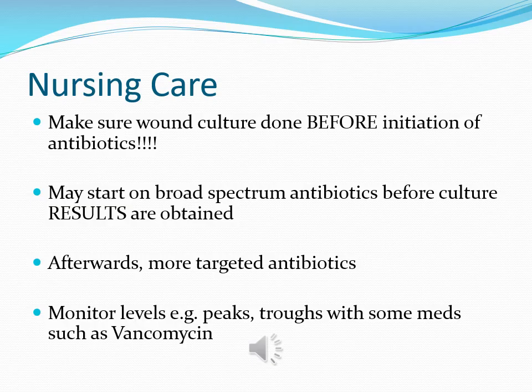But we can start them on broad spectrums. And then if those aren't working, or once we get the results back and we need to be a little more effective, then we can move them onto more targeted antibiotics. But we do need to at least draw the culture, or cultures if we're doing pan cultures, which would mean getting it from the urine, from the blood, and from the wound, and from the sputum. But any cultures we need to do before we initiate antibiotics.